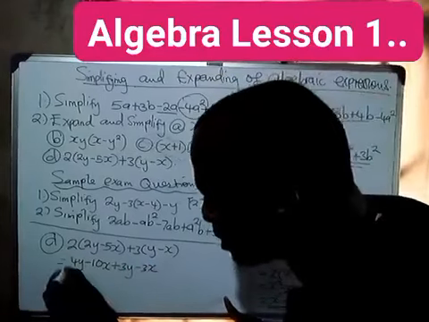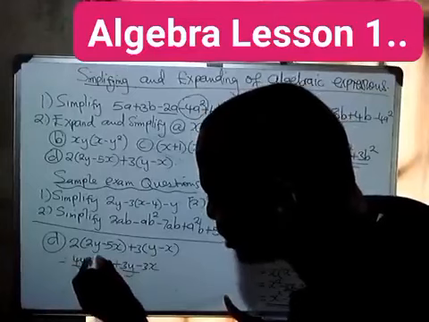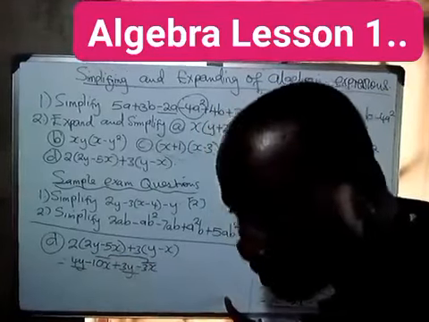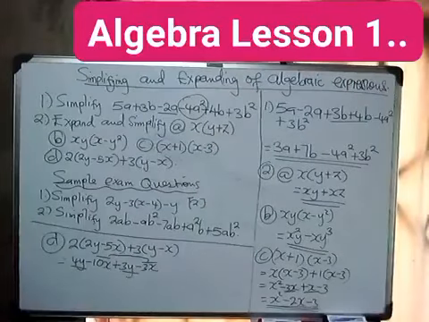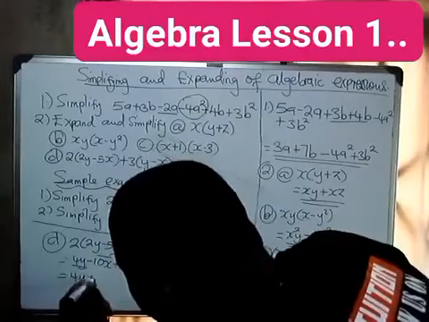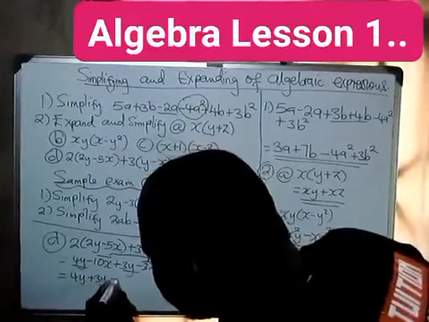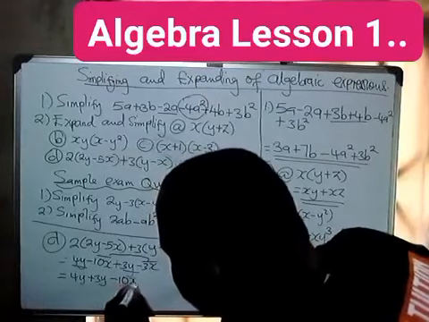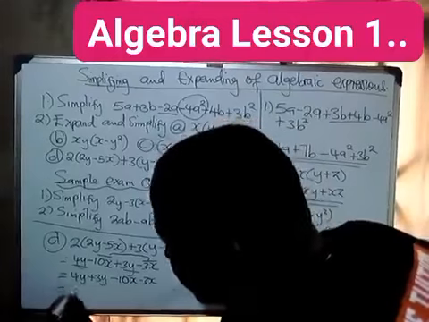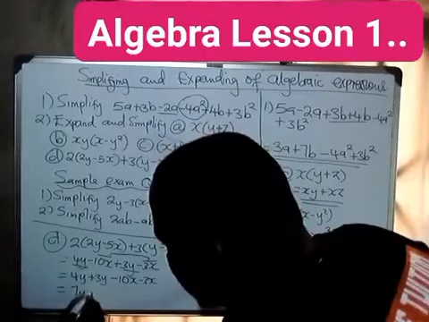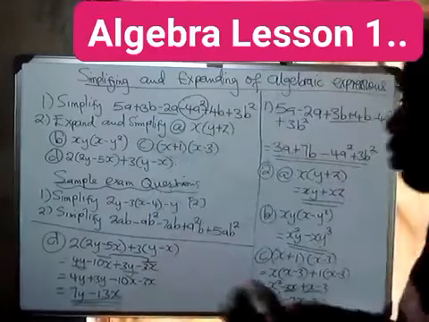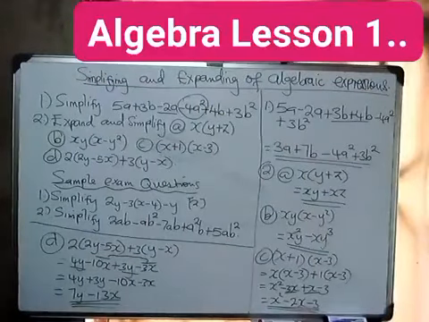Which ones are like terms? This one and this one are like terms, and this one and this one here are like terms. So we have 4y plus 3y, then minus 10x minus 3x. This is going to give us 7y minus 13x. So this marks the end of question d.